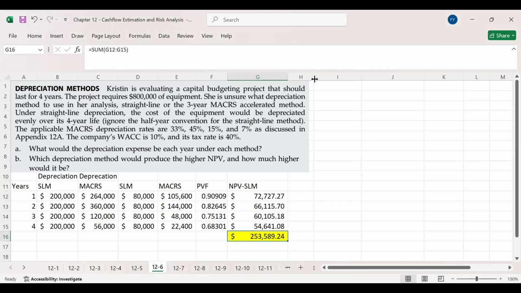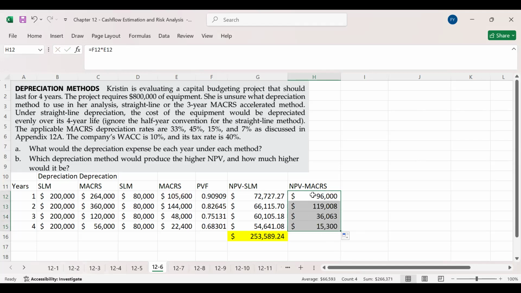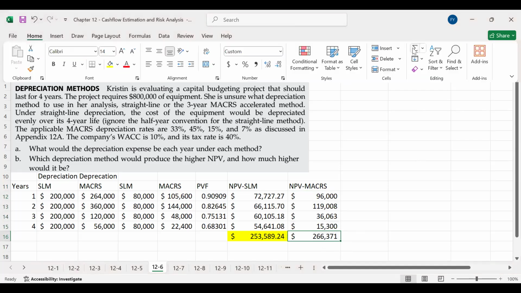Whereas, repeat the same step for the net present value under MACRS. For MACRS, the present value factors are the same, which is F12, and we are going to multiply it by the after tax depreciation, which is E12. So here these are the depreciation, and then we add all of these. So this is the sum of all present values under MACRS.